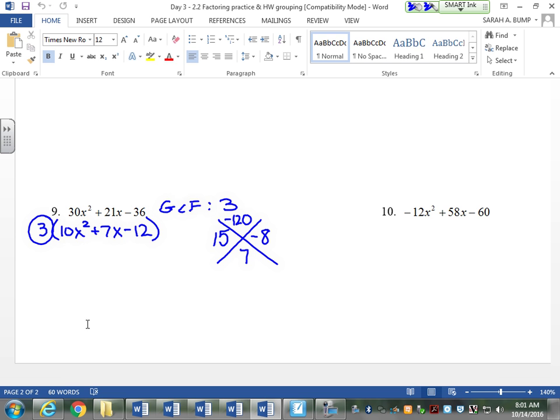We're going to bring down the 10x squared, bring down the negative 12, and break apart the 7x using the numbers from our chart, which is positive 15x and minus 8x. Splitting the problem in half and looking for what on each side? Yes, GCF is the correct answer.